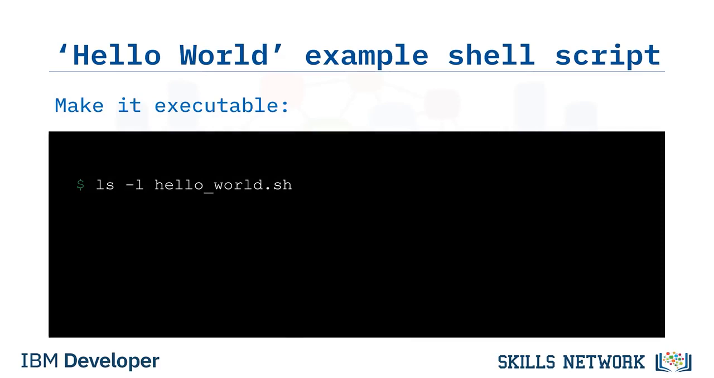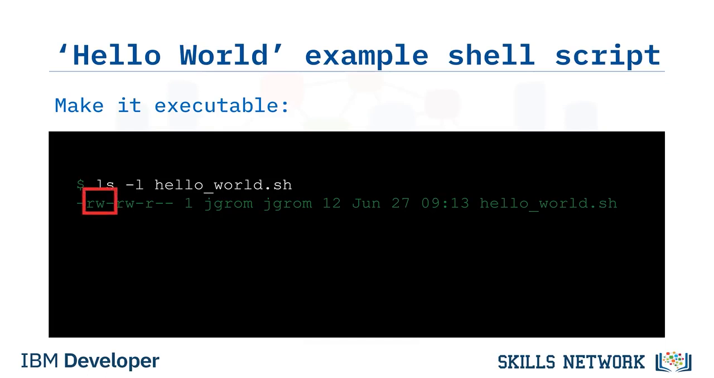First, check the current permission settings of your script by using the ls command with the -l option. The R and W entries indicate that the script is readable and writable, but the lack of an X means it is not executable. The R, W, and X entries apply to 3 user-based permission groups: the owner, which is you, the group, and all users.